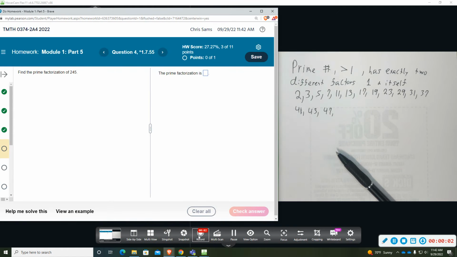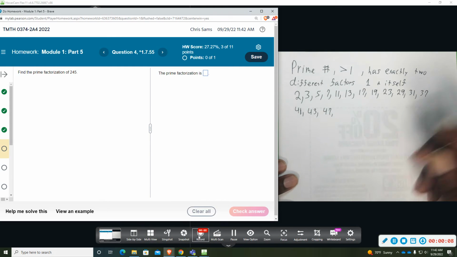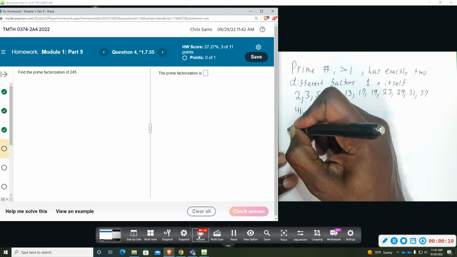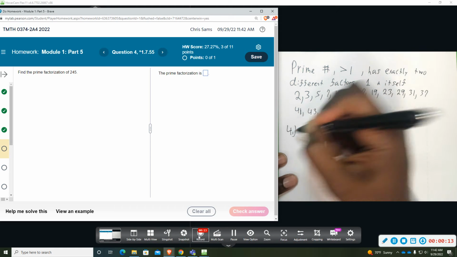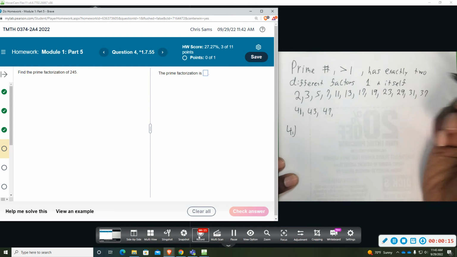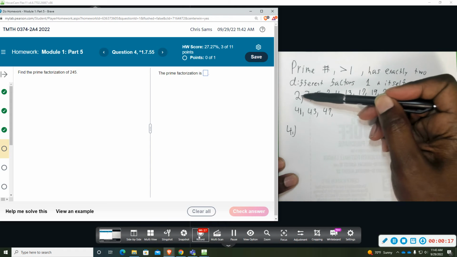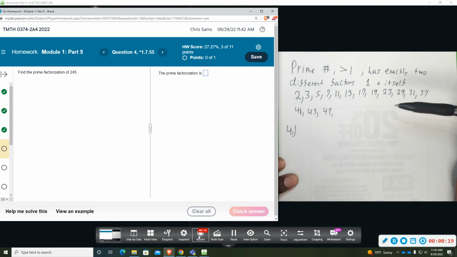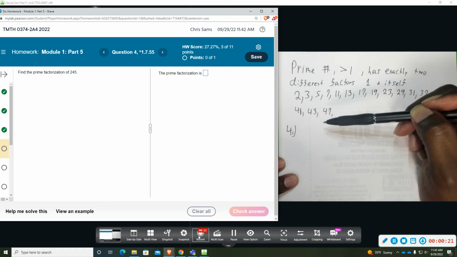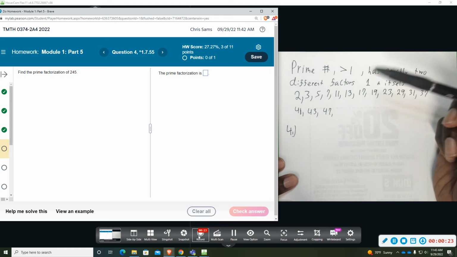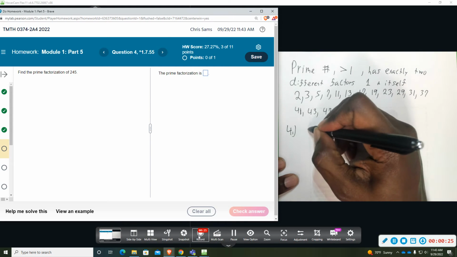All right, number 4, and I think the rest of the assignment, we're going to be finding prime factorization of these numbers. Each number has a unique way that it can be written in prime factors. So that means we're going to be multiplying numbers that fall into this list, and there's only one way to write each number. So 245, this is how you do those.